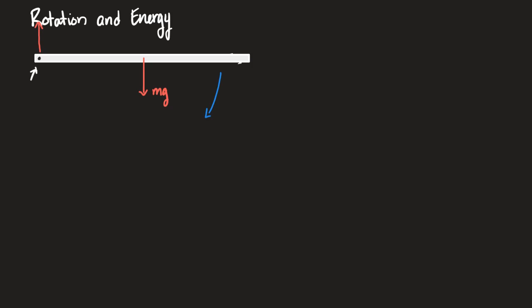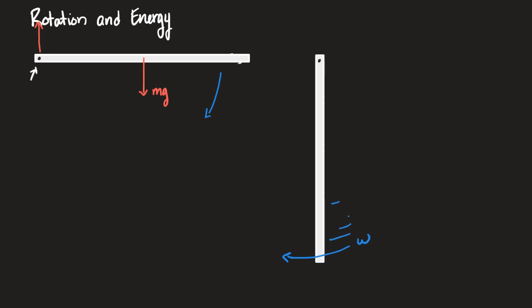But we could ask the question, how fast is the rod going when it swings downwards to its lowest point? There's going to be this moment in the future where the rod is going to look like this. It'll make it to vertical, and it's going to definitely have some angular velocity at that lowest point as the rod swings past the lowest point.